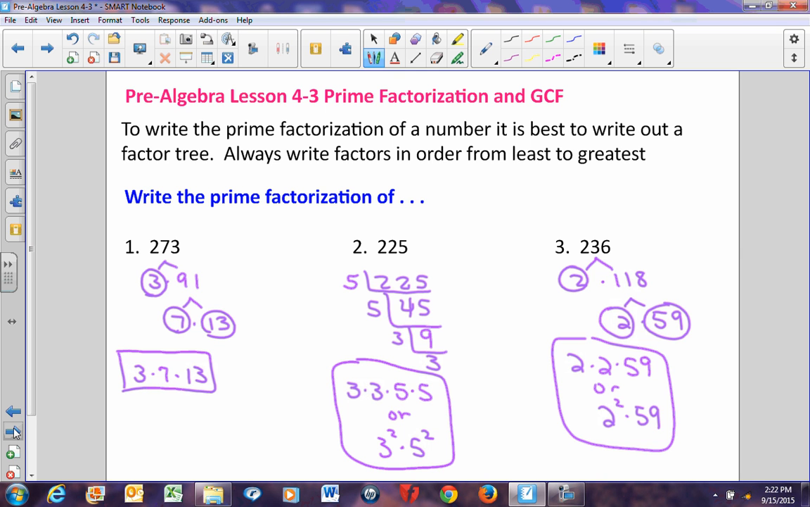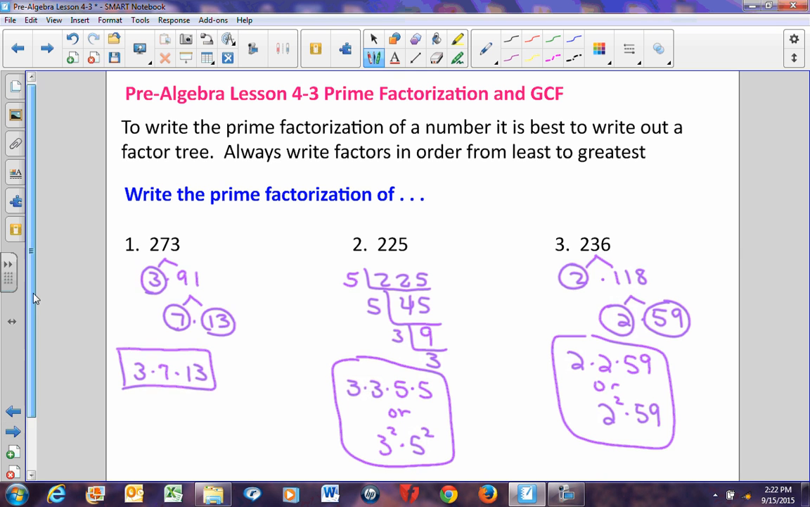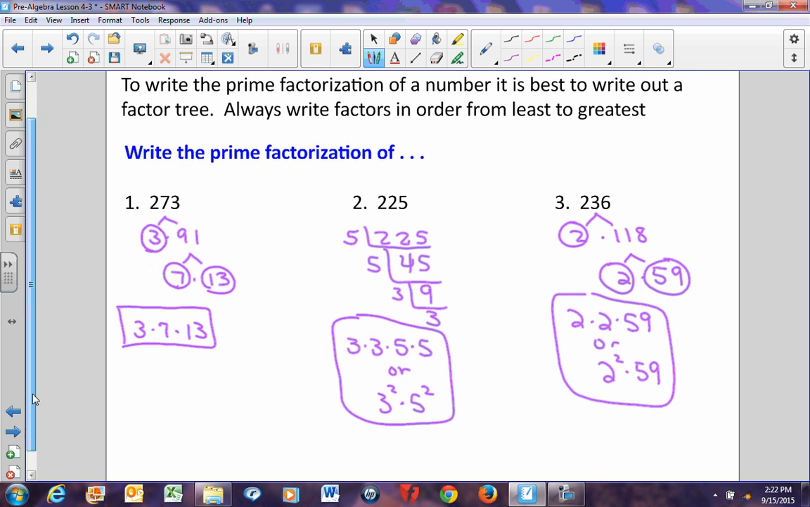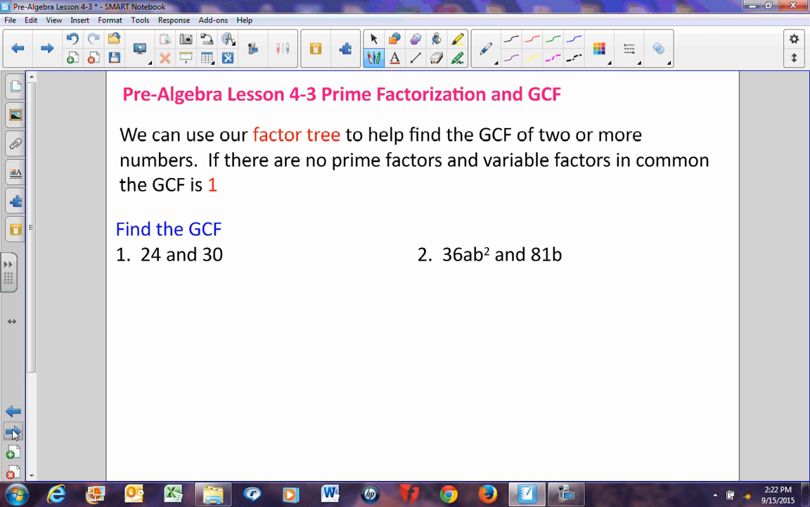Now, we can use factor trees to help us find the prime factorization of numbers. I'm looking for the greatest common factor of 2 or more numbers. I'm looking for the largest number that will divide evenly into my numbers. So if I'm looking for 24 and 30, I'm simply going to do 24 here and 30 here.